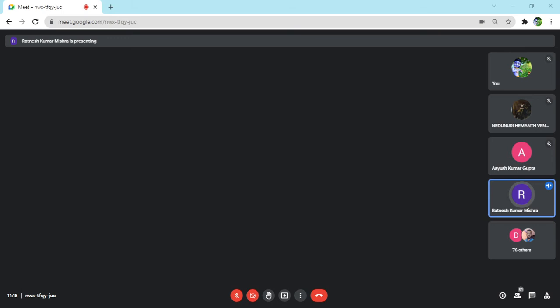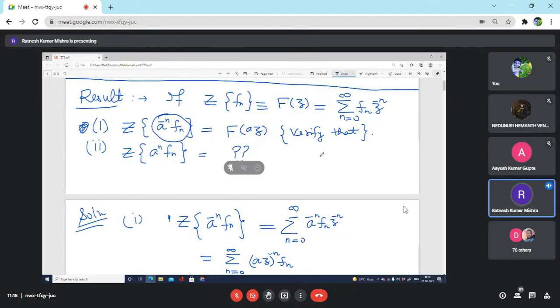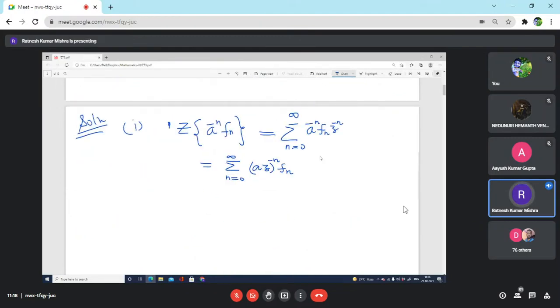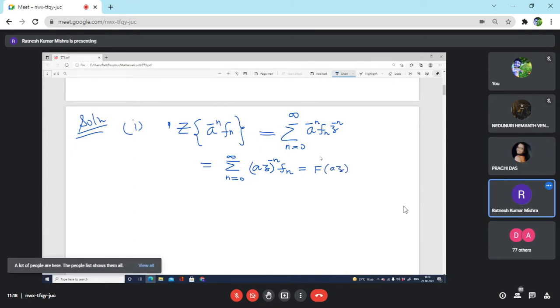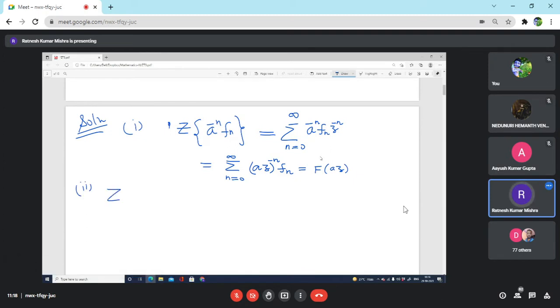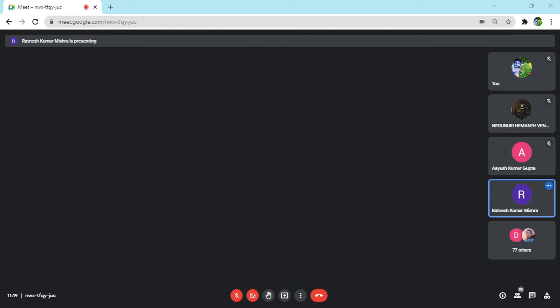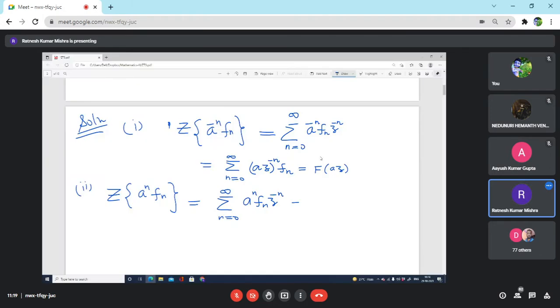These two results are denoted by capital F of z. So definitely this is denoted by F of z. Now in the second case, the z transform of a^n f(n) is the summation n equal to 0 to infinity of a^n f(n) z^(-n).